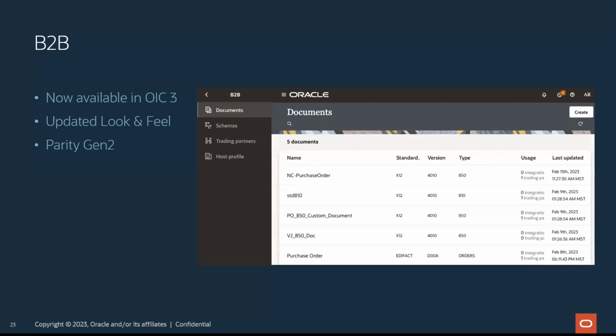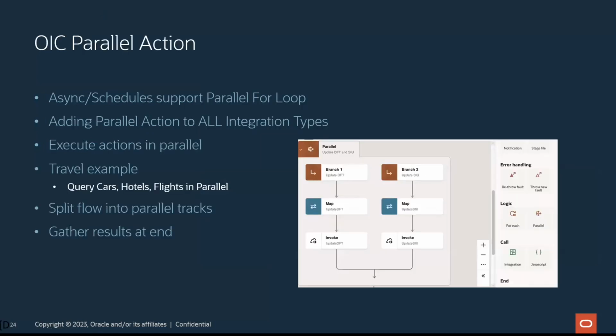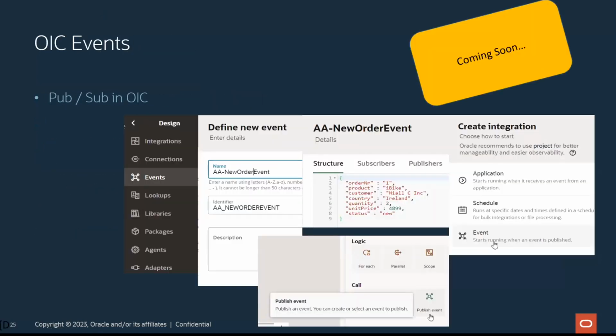So we've seen that with B2B, the OIC parallel action, we've gone through that as well. Now the OIC events, this is our pub sub in OIC 3. And as you can see here, I've just got some screenshots from our internal version. You can see how events are a top level, a first level citizen within OIC 3, or will be.